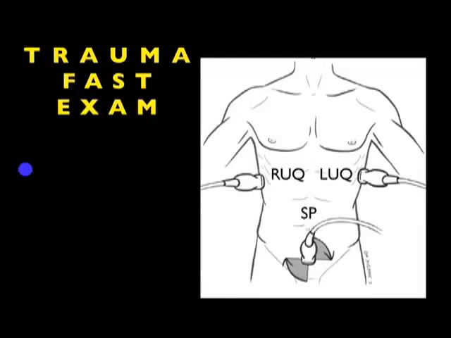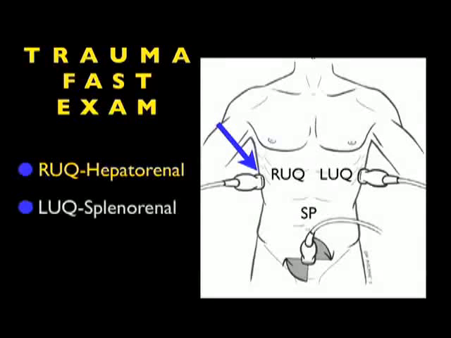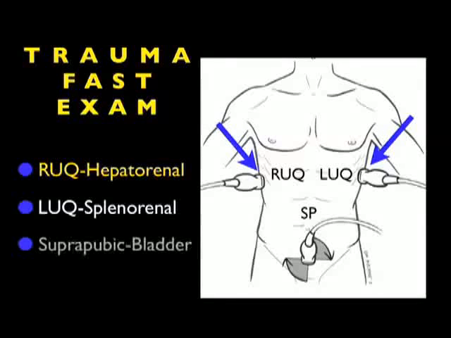In this module, we're going to focus entirely on the trauma FAST exam. Specifically, we're going to look further into the right upper quadrant view, also known as the hepatorenal view. Now we're going to cover the two other views of the trauma FAST exam in upcoming modules of SoundBites, the left upper quadrant view, also known as the splenorenal or perisplenic view, and the suprapubic view, also known as the bladder view.